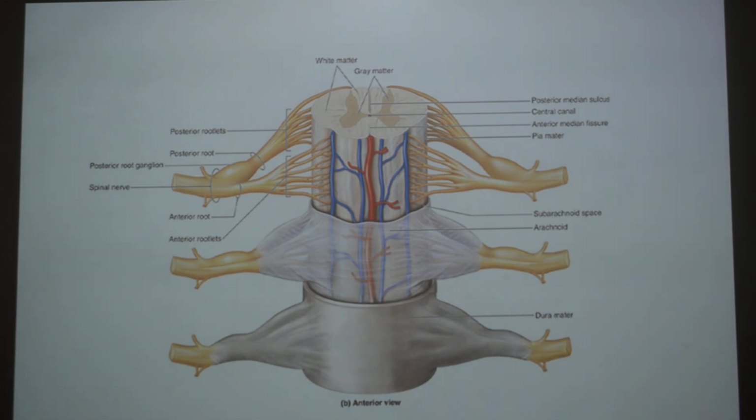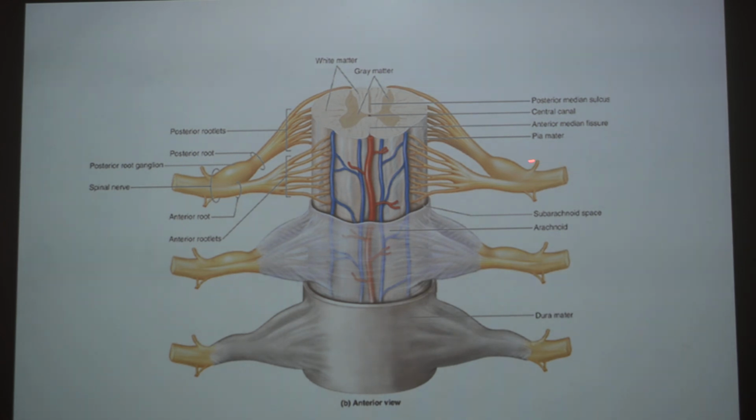Rootlets, because these are many. Can you see that? 5 to 6 ventral rootlets, and 5 to 6 dorsal rootlets coming out from each segment of the spinal cord. And these rootlets join together to form the root, and the roots join to give rise to the spinal nerve. And this spinal nerve is a mixed nerve because it has a motor component, a sensory component, and in certain portions an autonomic component also.